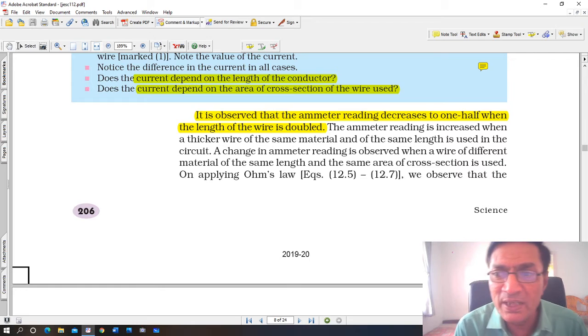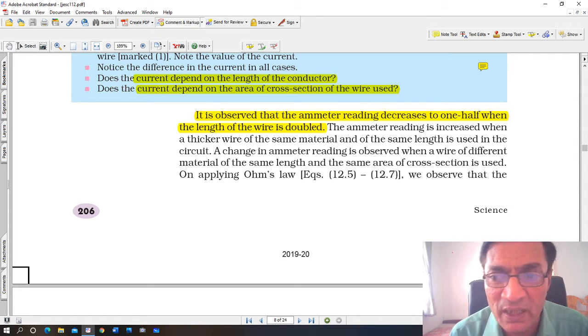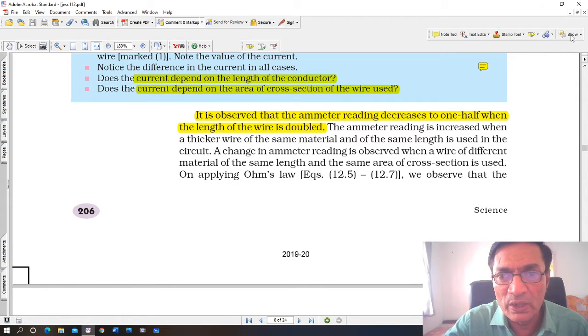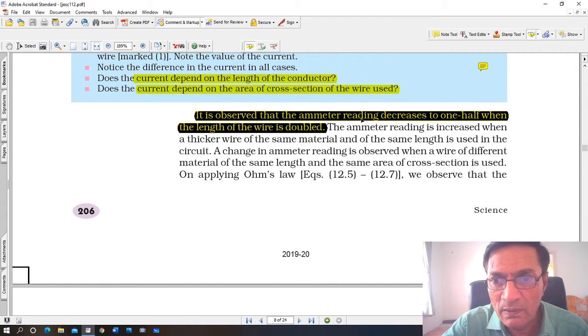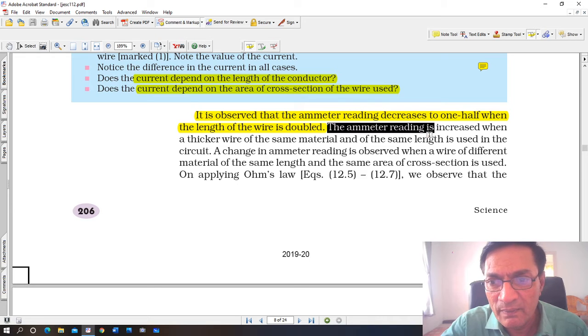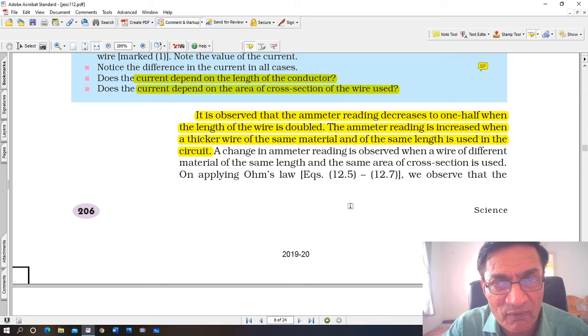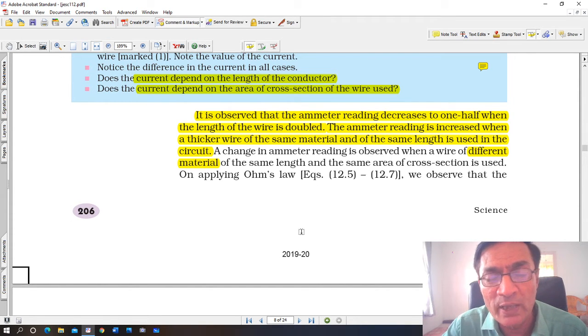The ammeter reading is increased when a thicker wire of the same material and of the same length is used in the circuit. This is an important point. The thicker the wire, the ammeter reading is increased, that means the current flowing through the circuit is increased. A change in ammeter reading is also observed when a wire of different material is used. Instead of nichrome you can take copper or aluminum, with the same length and same area of cross section.